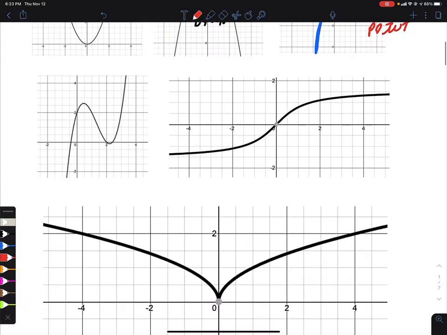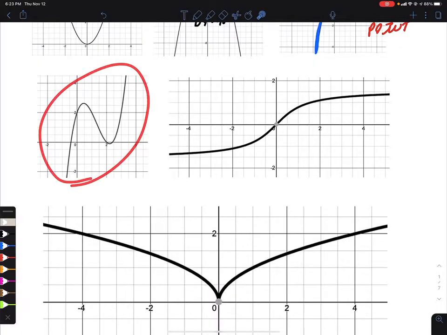So this next graph here, go ahead and pause the video and see if you can figure out where it is concave up, where it is concave down, and where the inflection points are. Actually, you could do the next three. Go ahead and pause and then come back and see what the answer is.